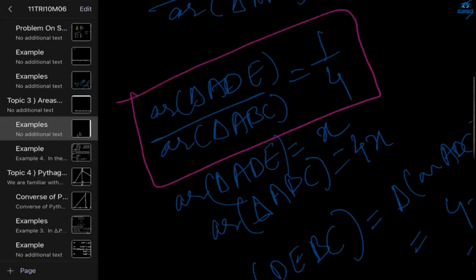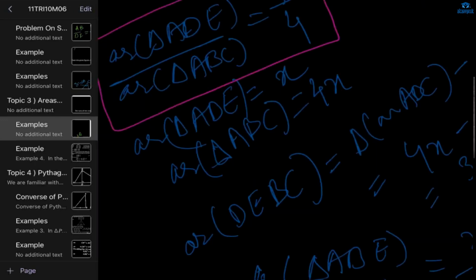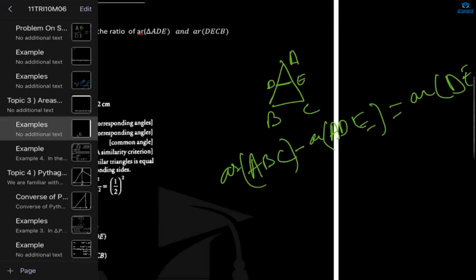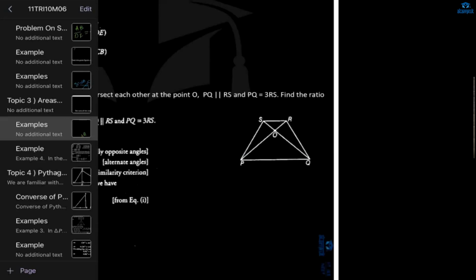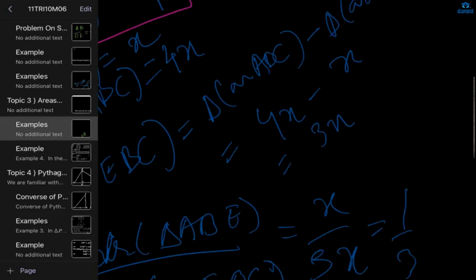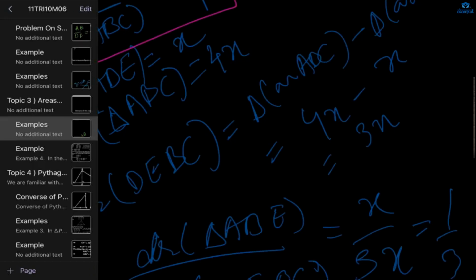Now since we know the ratio, we don't know the exact area, so I am assuming that if the area of triangle ADE is x, it is 1:4. So if the area of triangle ADE is x, that means the area of the bigger triangle is 4x. Now similarly, we have to find the area of this portion DEBC. This area will be equal to the area of the bigger triangle minus the area of the smaller triangle, then you will get the area of DEBC. That only I have done. I have subtracted it. So the area of the bigger triangle is 4x and the area of the smaller triangle is x. So I got the area of DEBC as 3x. Now if you find the ratio, it will be 1:3.